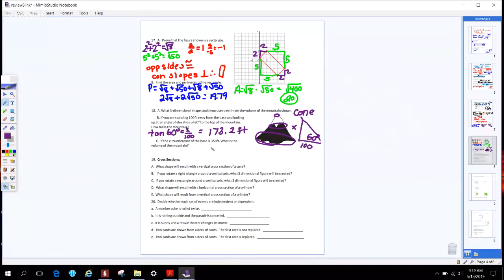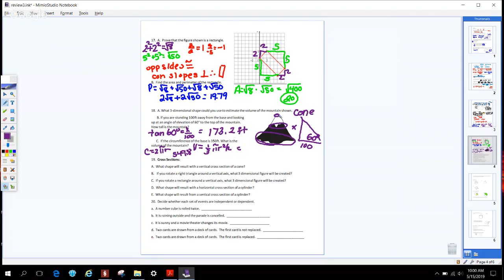The circumference of the base is 350. What is the volume of the mountain? Now, remember that the volume formula is 1/3 pi r squared height. So we have to figure out the radius. So you're going to look at the formula sheet, and you know that 2 pi r is the circumference formula. So we're going to do 350 divided by 2 pi, and that's going to give you the radius. The radius is 54.9. With rounding, it's 55.